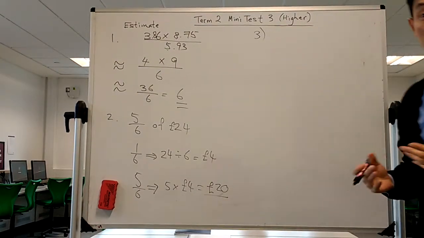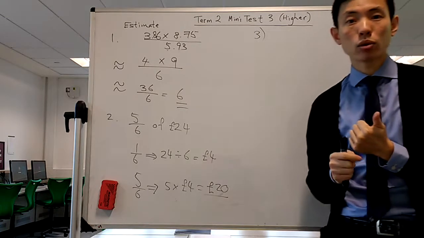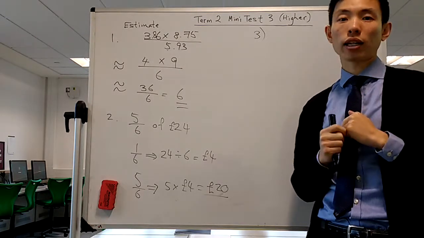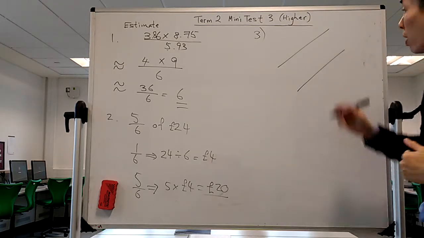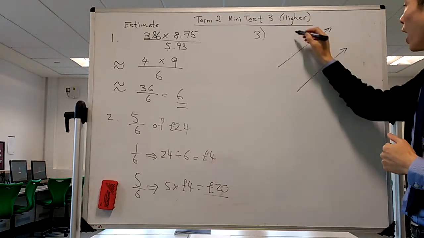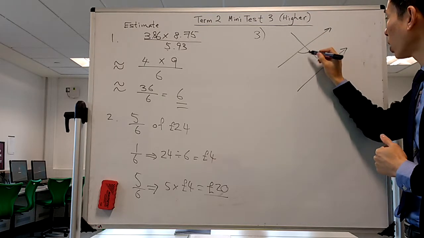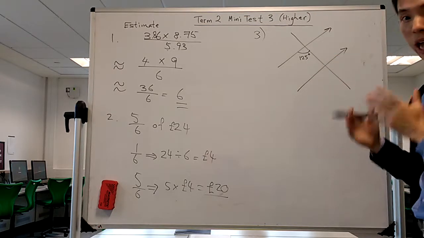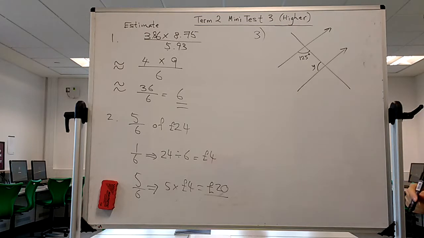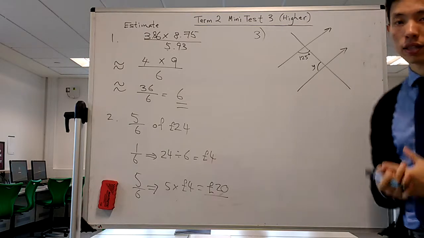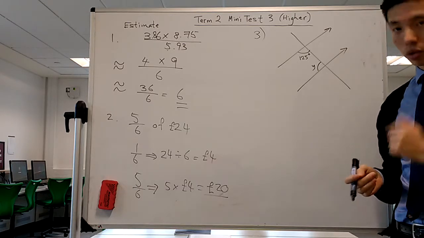Question 3 is a parallel line involving angles. So the first thing that comes to my head is alternate angles are equal or corresponding angles are equal. So here are the parallel lines, and the line going through those two lines, and this is 125 degrees, not drawn accurately, and we are asked to find this angle y.